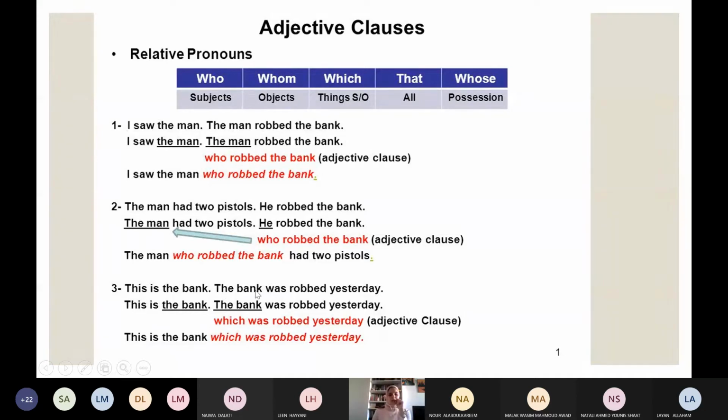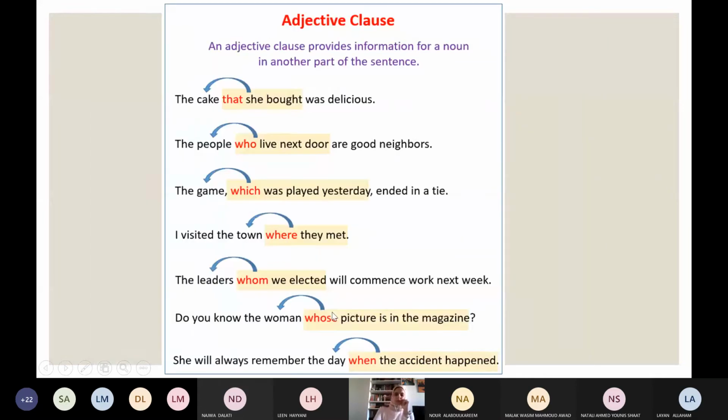This is the bank. The bank was robbed yesterday. I eliminate the bank and I say, this is the bank which was robbed yesterday. Again, adjective clauses come after the noun they modify. It gives me extra information about the cake. Which cake? The cake that she bought was delicious. Why, teacher, that she bought? Because that is the relative pronoun, she is the subject, bought is the verb. All of it is a clause because I have a subject and a verb.